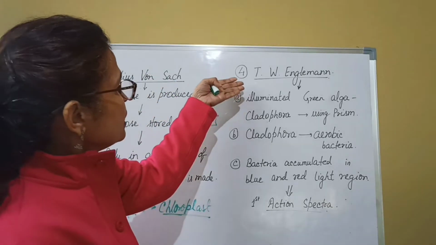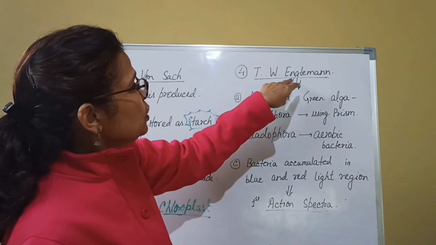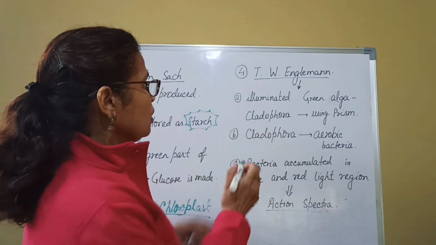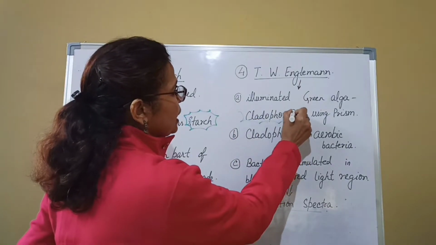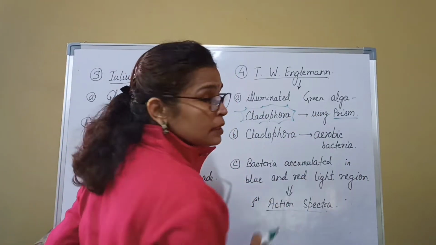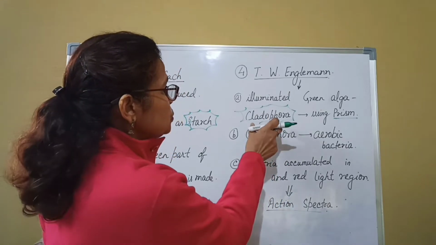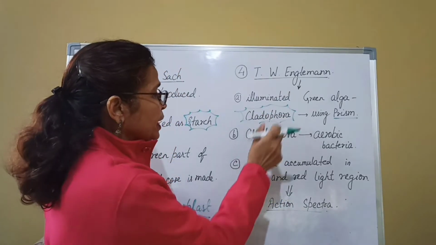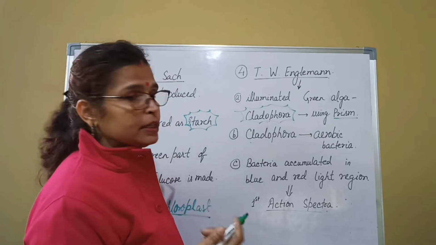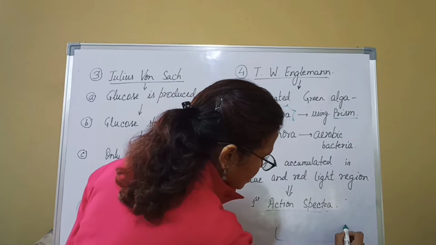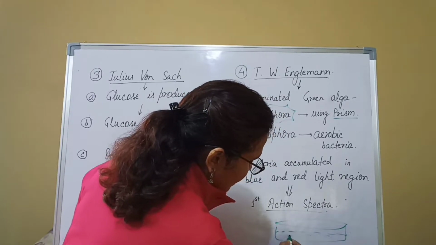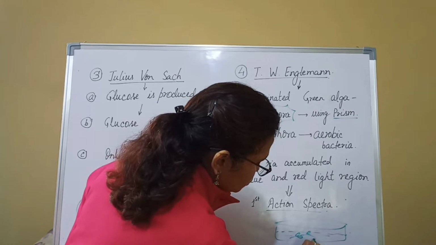Our next scientist is T.W. Engelmann. Engelmann illuminated the green alga called Cladophora, and the illumination was done by a prism. Means all the 7 colors were used to illuminate this Cladophora, and this Cladophora was placed with aerobic bacteria. Means this is the petri dish, and in this petri dish the bacteria is there, and the plant Cladophora is also placed here.